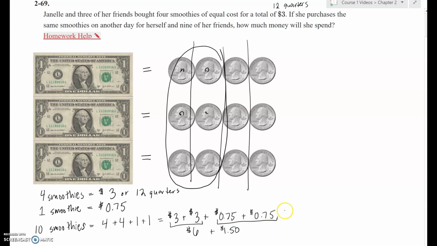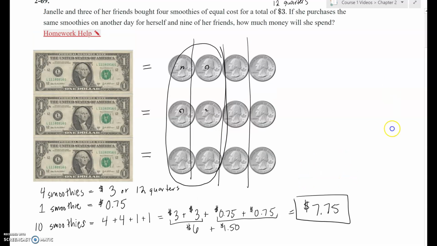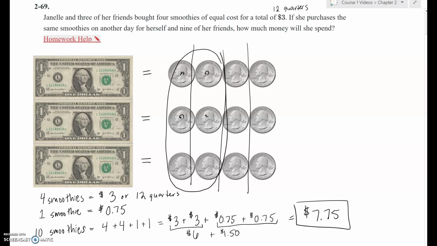So how much is it for all 10? Well, all 10 smoothies will cost $7.50 for 10 smoothies. That is, I'm just blown away. That is way too good of a deal.